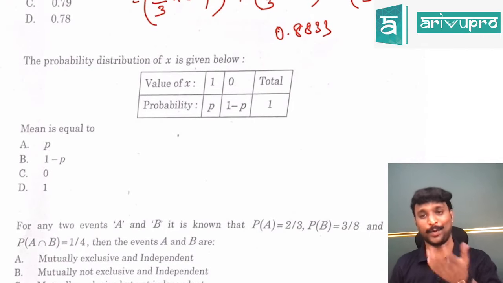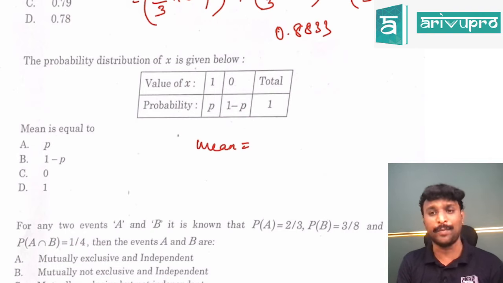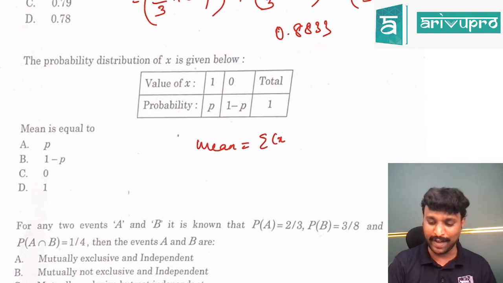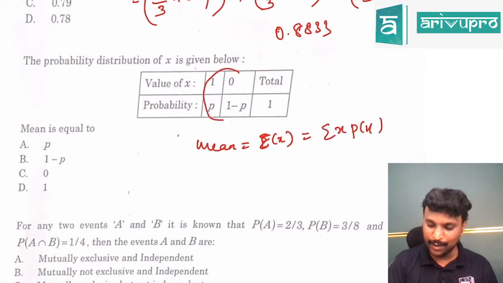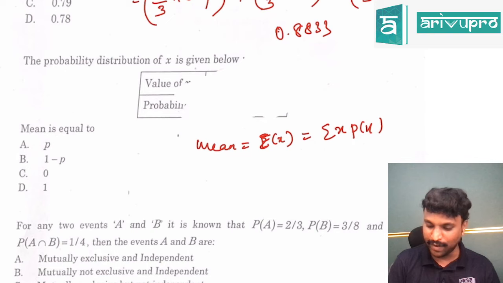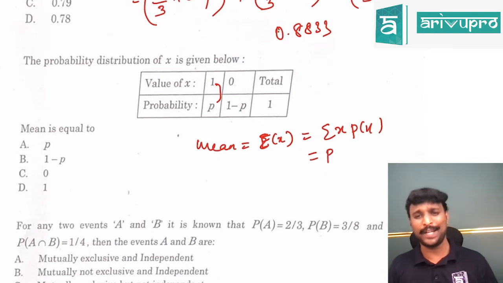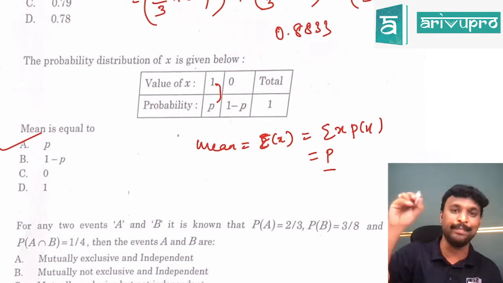It's a laddu question, guys. Probability distribution is given. What they've asked is a mean. For a probability distribution, mean is what? Expected value of x. That means E of x. What is E of x? Summation x into P of x. Guys, only two values are given. This is about the total. Forget about this. So summation x into P of x we need to find out. All right. Now guys, first x value is 1 into p, because x into P of x, 1 into p is p. Second value is 0 multiplied by anything is 0, so mean is p.